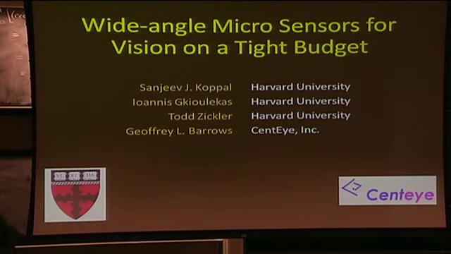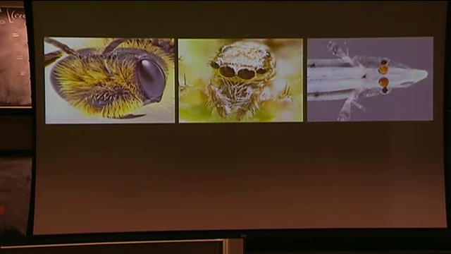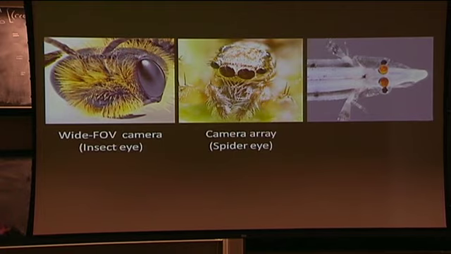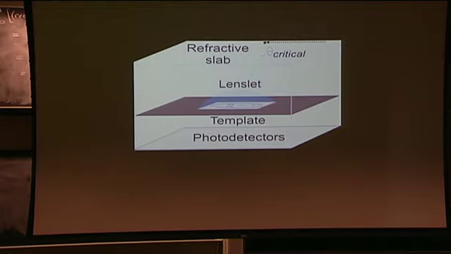Hi, my name is Sanjeev Koppal, and I'm going to talk to you, if you come by my poster, about micro vision sensors. Now, you've seen a lot of cameras today, and all of them exist in biology already. You have wide field of view compound eyes in insects, camera arrays in spiders, you even have mirrors in the eyes of some fish. What all of these have in common is that they look over a wide field of view and they're really quick. And we've proposed an optical design that will make that happen. So if you want to know how it works, come by my poster. Thank you.